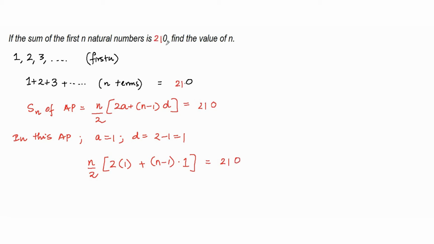Okay, there is a small mistake in the question. It should have been 210 and not 420. Please excuse me for that error. So now the rest of the solution remains the same.